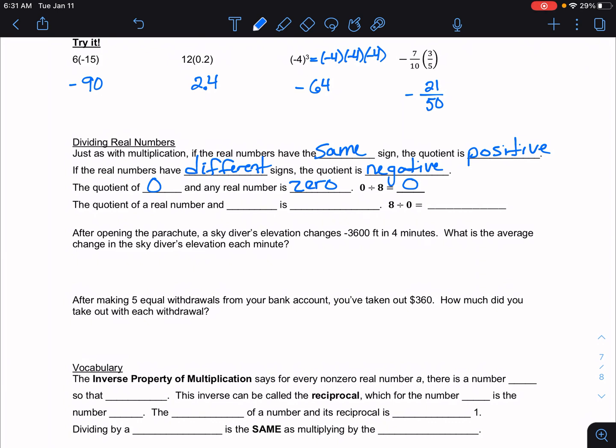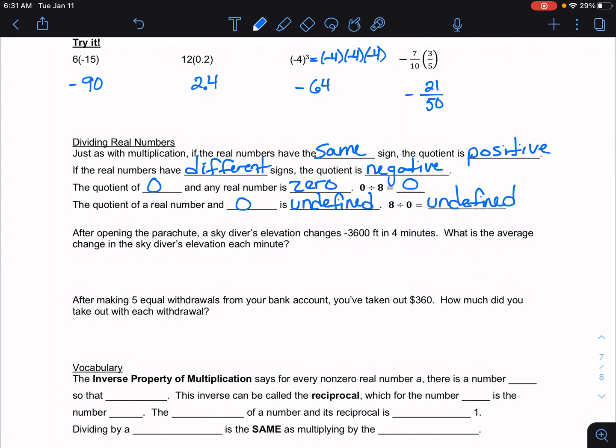Now, that is not true in the reverse order. So the quotient of a real number and 0 is actually undefined. That means that if you try to take a real number like 8 and divide by 0, your answer is going to be undefined. It is not 0.